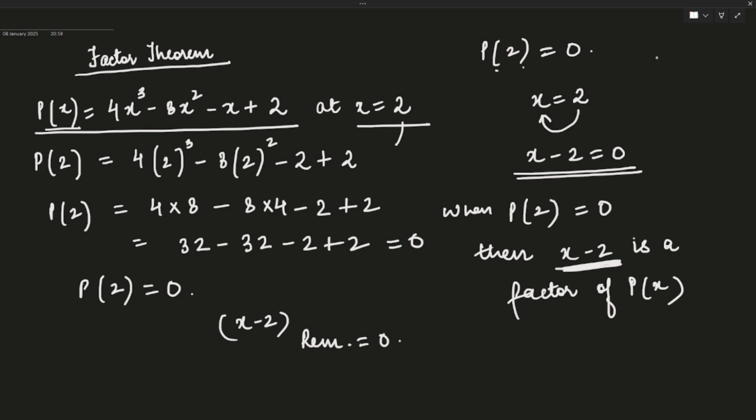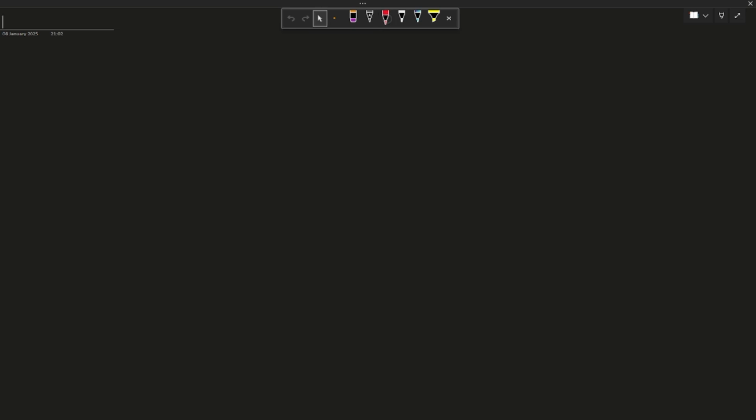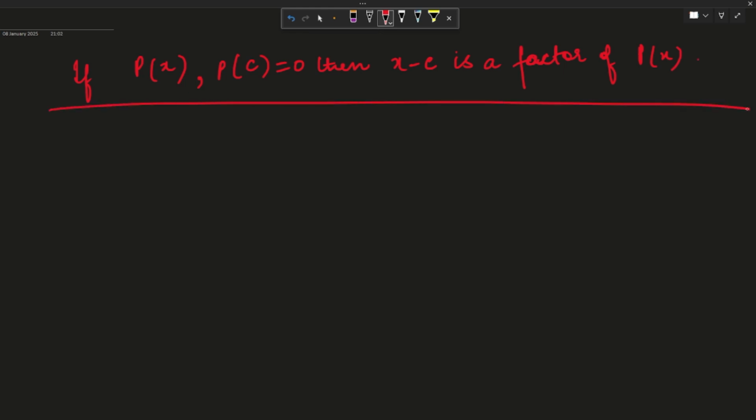So the factor theorem says that for any polynomial p(x), if p(c) equals 0, then x minus c is a factor of p(x). So this is your factor theorem.